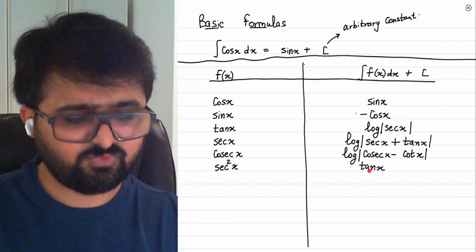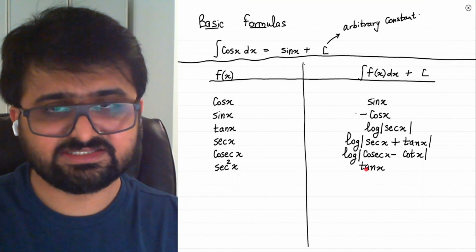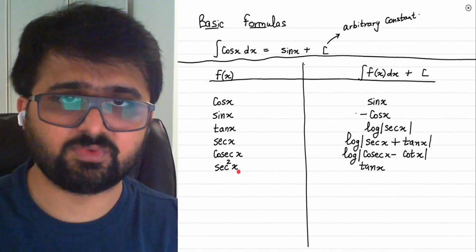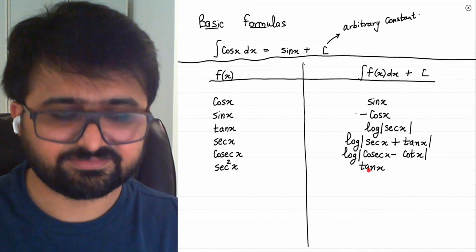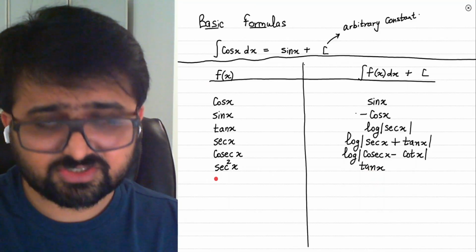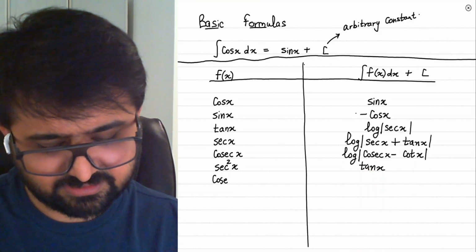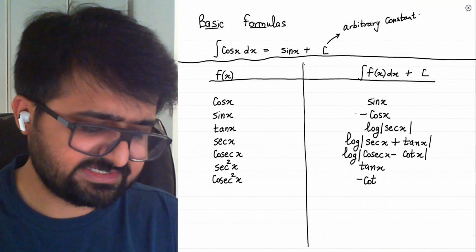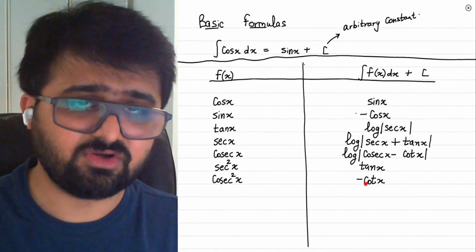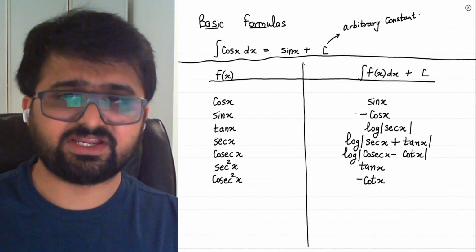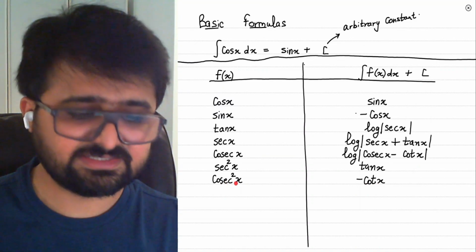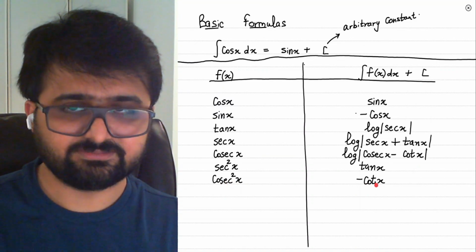Now this comes from, we know that derivative of tan x is sec square x, which is why the integration of sec square x is tan x. Integration of cosec square x is minus cot x. Again, the same logic. The derivative of cot x is minus cosec square x, which is why the integration of cosec square x is minus cot x.